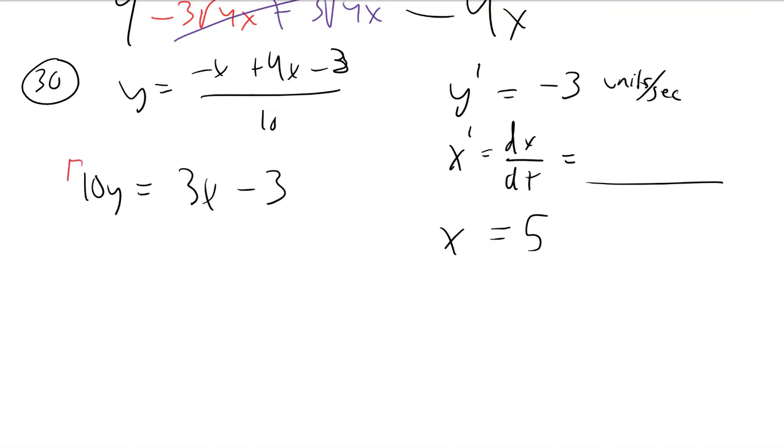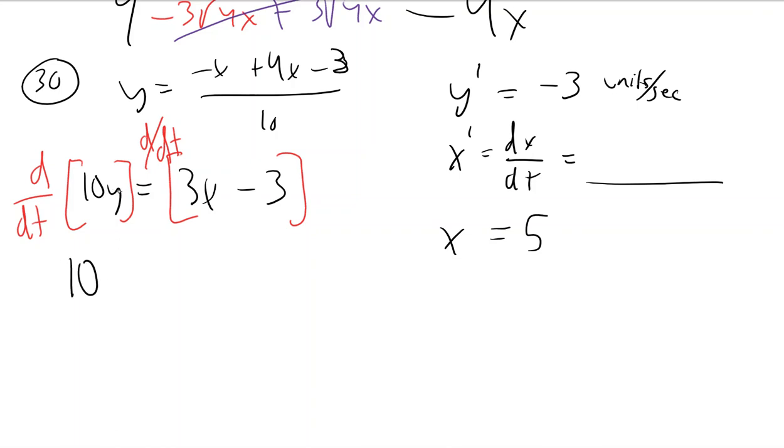I don't usually write it like this, but just to be clear, I'm going to take the derivative with respect to time here, because that's what's changing. That's why it's like a related rates question. So the derivative of 10y would be 10, but I'm taking the derivative of y with respect to t, so I need a y prime. The derivative of 3x is usually 3, but I'm taking the derivative of x with respect to t, so I need an x prime. X and t are not the same variable. And the derivative of a constant is still going to be 0.